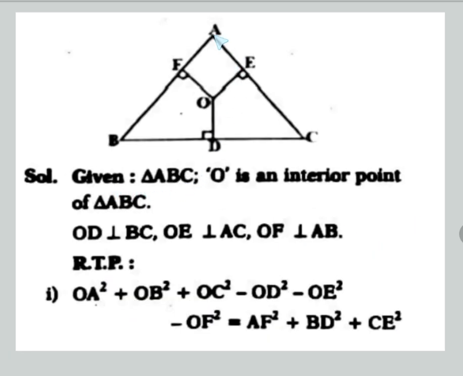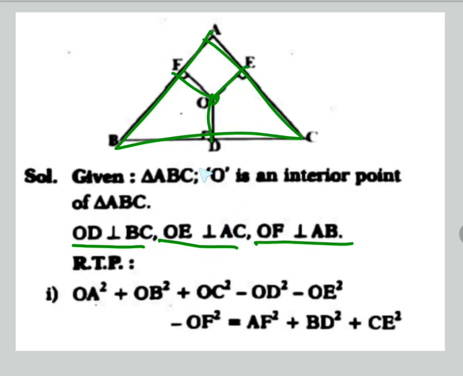Given ABC triangle, O is an interior point of ABC, and OD is perpendicular to BC, and OE is perpendicular to AC, and OF is perpendicular to AB. We require to prove that OA square plus OB square plus OC square minus OD square minus OE square minus OF square is equal to AF square plus BD square plus CE square.